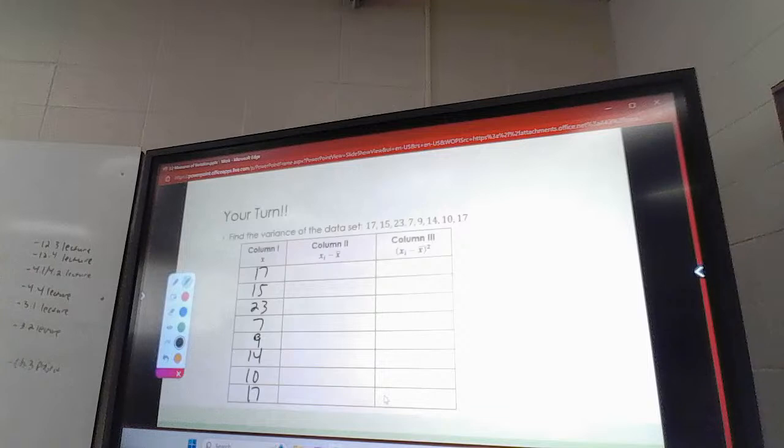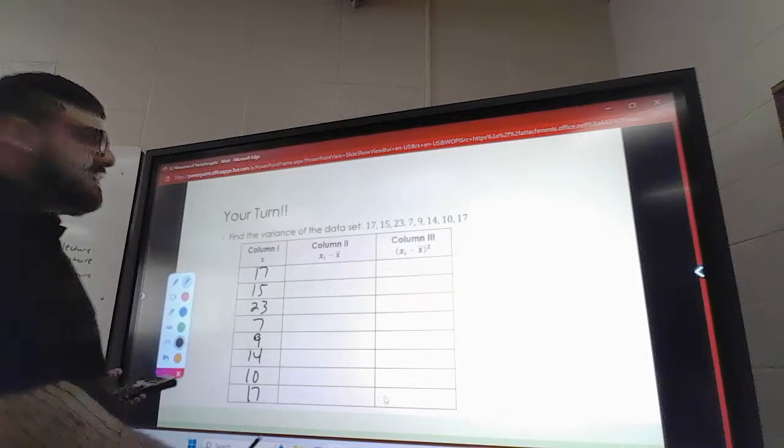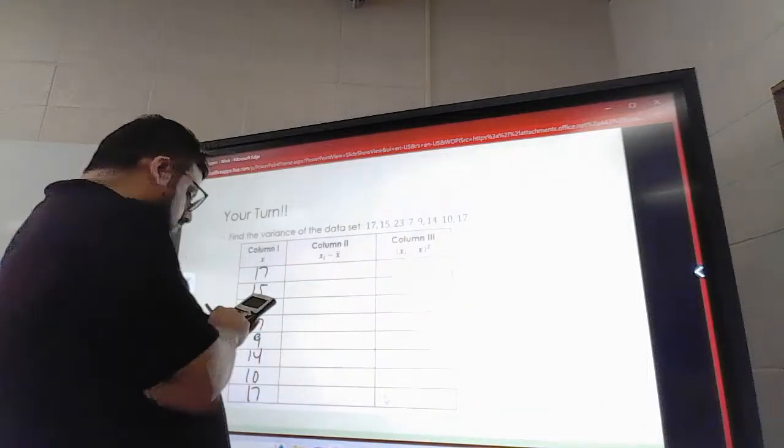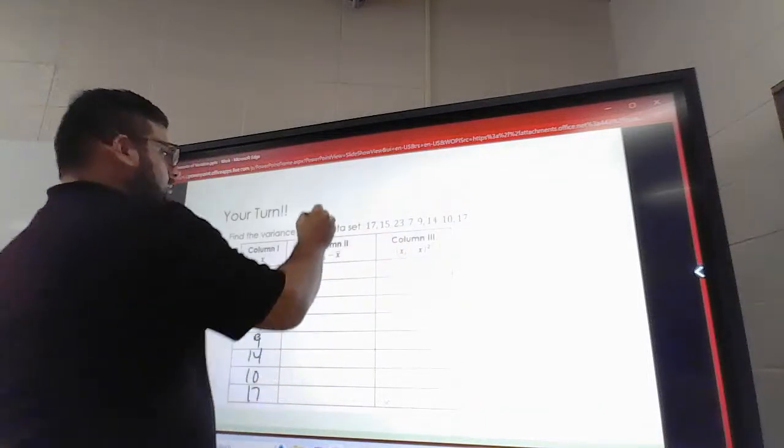All right. Let's go ahead and find the average. Okay, so I'm going to add all these up. 17, 15, 23, 7, 9, 14, 10, 17. That's 112. I'm going to divide that by, it looks like I have 8 values, and I get 14.